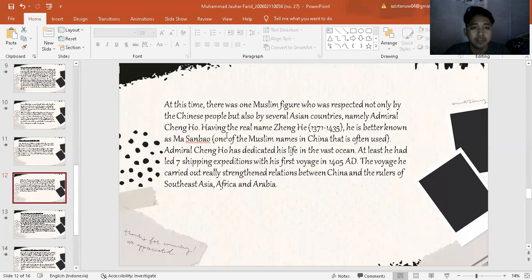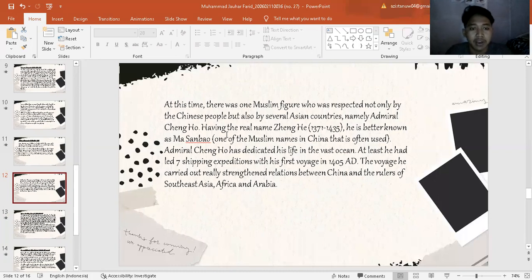At this time, there was one Muslim figure who was respected not only by the Chinese people but also by several Asian countries, namely Admiral Cheng Zhou. Having the real name Zheng He, he is better known as Ma Sanbao, one of the Muslim names often used in China.